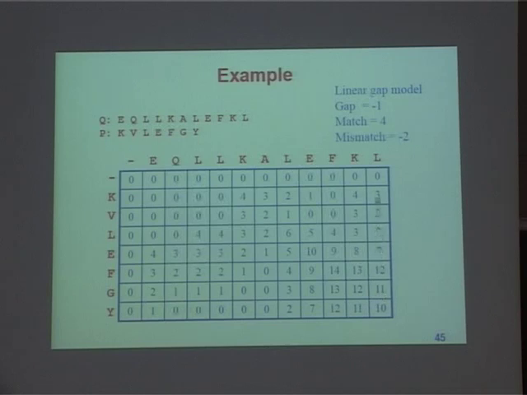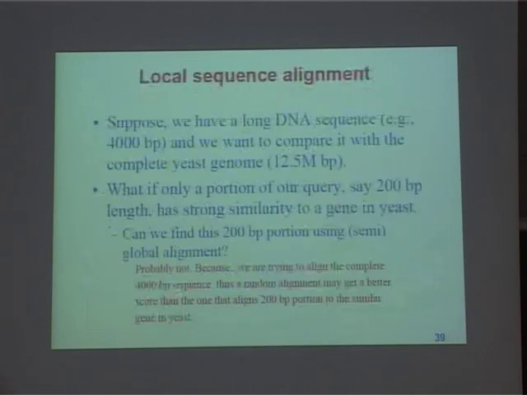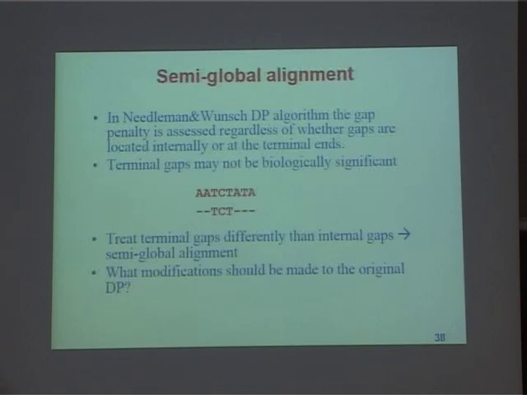Going down in the last column means that you are putting a gap at the end of one sequence, and going right in the last row again means the same thing, putting a gap at the end of one of those sequences. If you don't want to penalize them, it should be free. You should be free to go to the right without incurring any penalty. So this is how we do the modification for semi-global alignment.